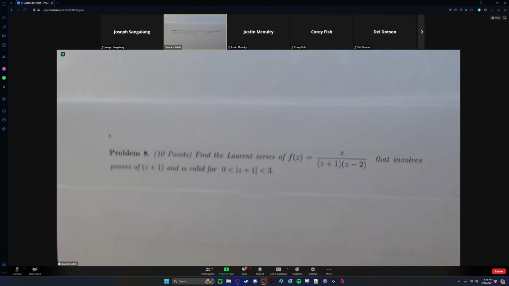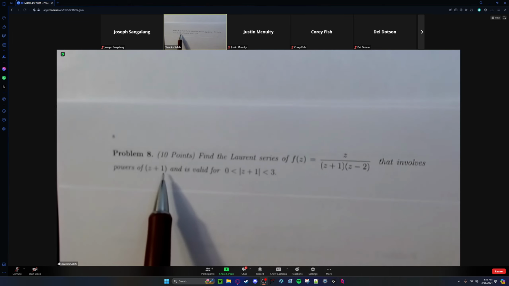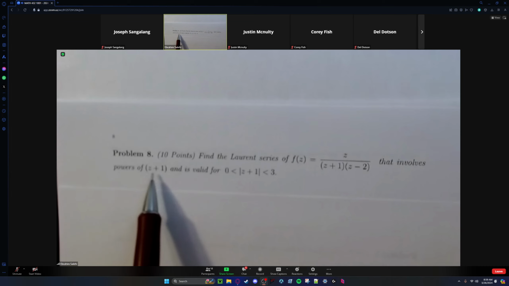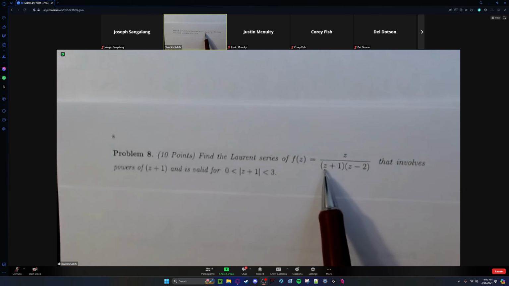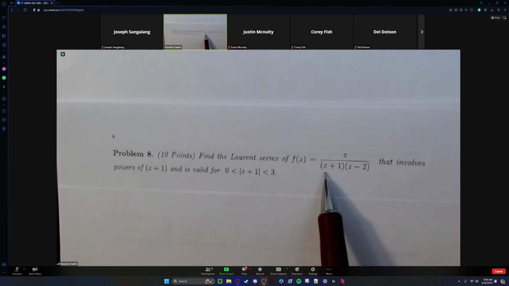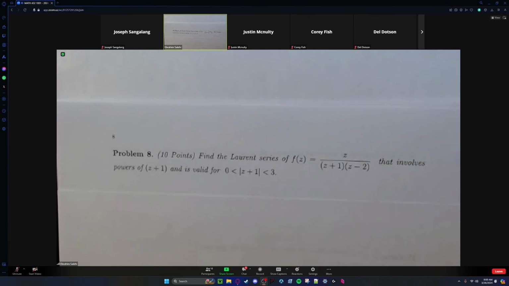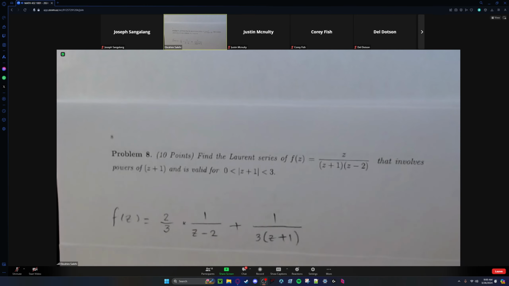Here comes problem number 8, which is again about Laurent series. We want to write it in powers of z plus 1. Oh, look. When you want to write in powers of z plus 1, you then mess up with this part because it is already in z plus 1 format. Okay. Well, again, a lot of you try to use partial fraction, and that's why I follow the same.